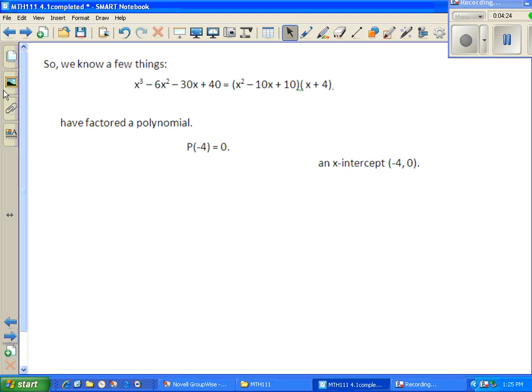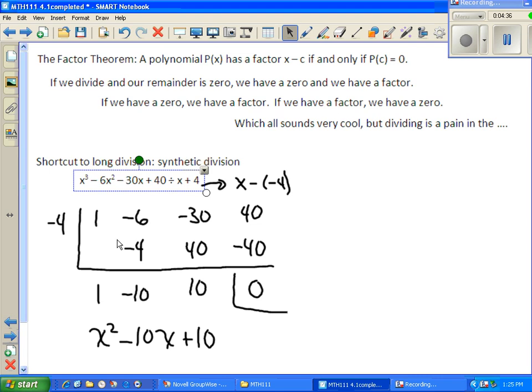Okay, so we know that we can factor the polynomial, that p of negative 4 is 0, and also that we've got an x-intercept, negative 4 is 0. Okay, factor theorem. There's a critical step. A polynomial p of x has a factor, x subtract c, if and only if p of c equals 0. So that means if we divide and the remainder is 0, we have a 0.